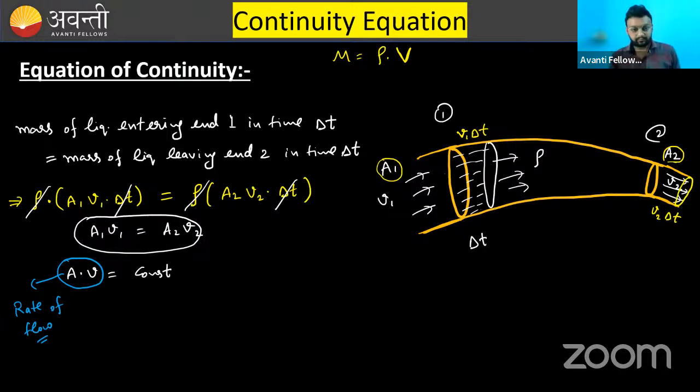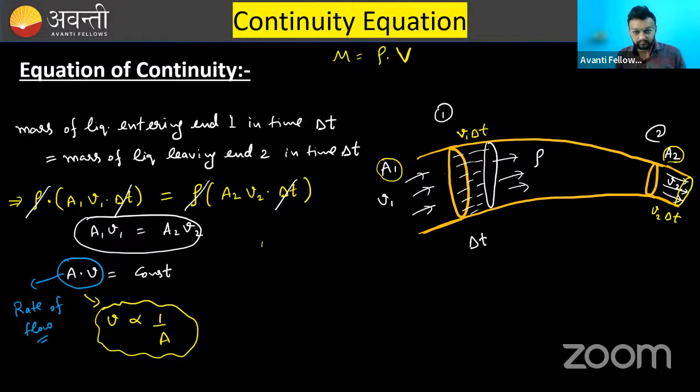I think it is clear. You need to remember this thing. A into V is nothing but the rate of flow, and the product of area into velocity is constant. Now, from this equation, one more important thing you can conclude here, that V is reciprocal to the area. If A into V is a constant, then V is reciprocal to the area. What does it mean? If the cross-section area is more, then velocity will be less. This is a very simple conclusion that you can infer.